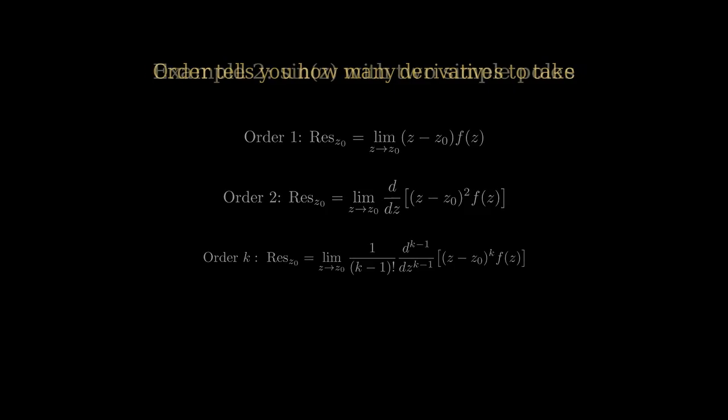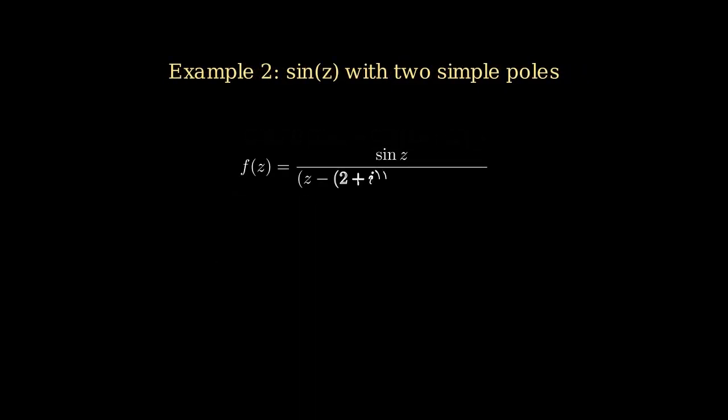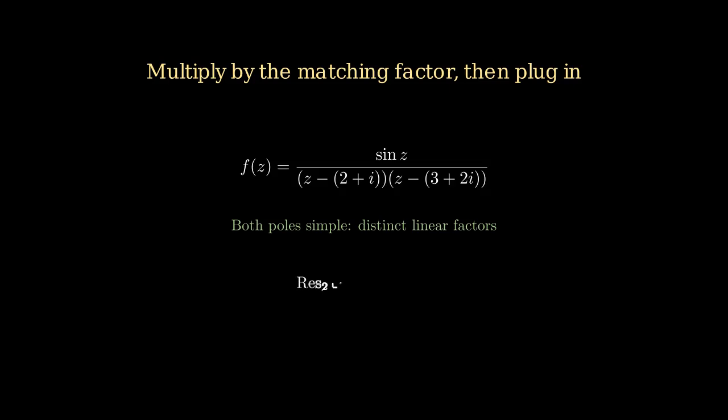Worked example 2, 2 simple poles with a trig function on top. The function is sin of z divided by the quantity z minus the quantity 2 plus i, times the quantity z minus the quantity 3 plus 2i. Both poles are simple since the denominator has 2 distinct linear factors. For each pole, multiply by the matching factor, cancel it, then plug the pole's value directly into what remains.